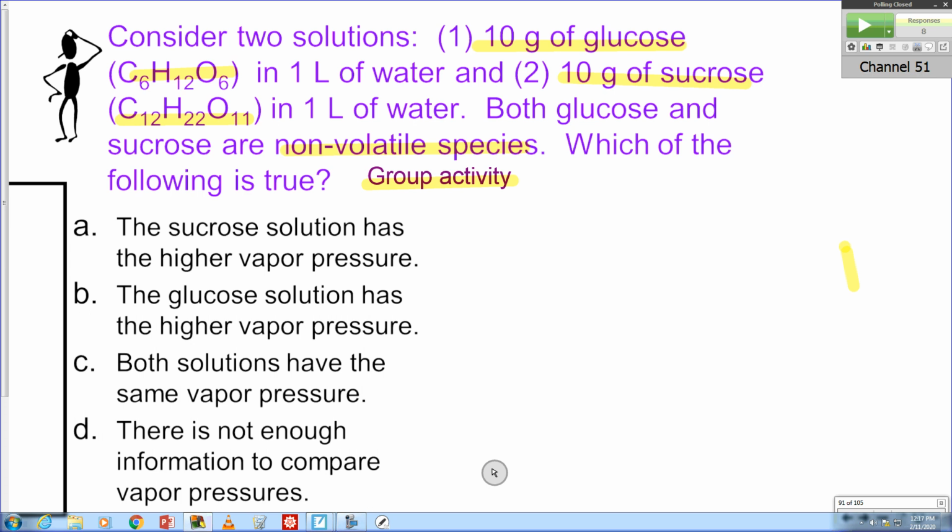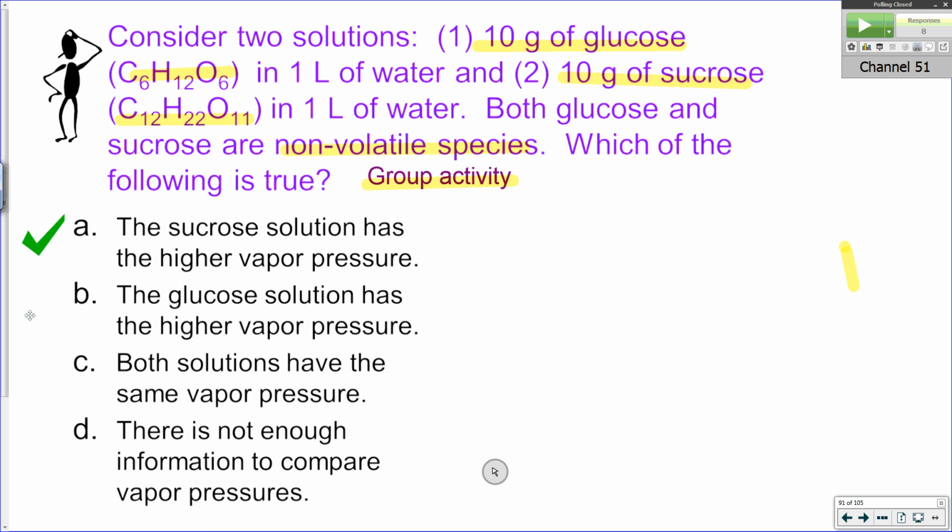Because one's a lot heavier than the other one by molar mass. So the one that has the most particles in solution is the one with the lowest mass, and it's going to have the lowest vapor pressure. The one that's going to have the highest vapor pressure is the one with the fewest number of particles. So the sucrose has fewer particles because it has the higher molar mass, therefore its vapor pressure is going to be higher.